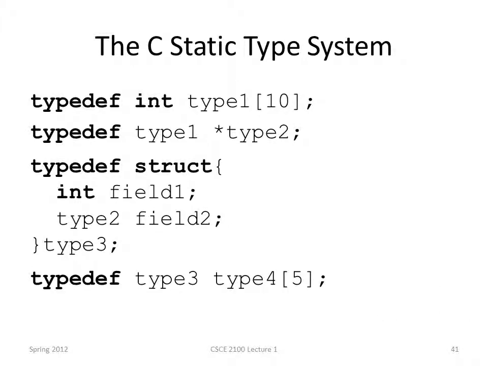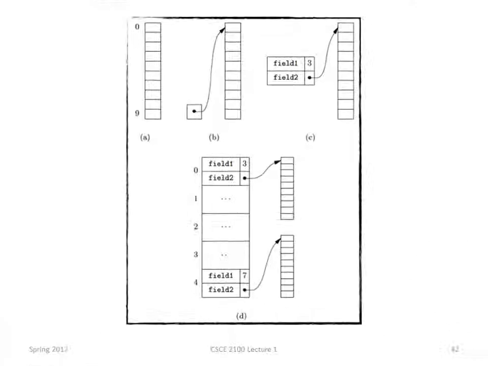The C static type system works like this. We can declare type 1 being an array of 10 integers, type 2 being a pointer to type 1, etc., and build up structures in this way. We end up with a complicated picture like this. Now, while computers are using binary representations, we have this abstract concept in mind of an array where element 0 has two fields. The first field has number 3, the second field is a pointer to a bunch of stuff.